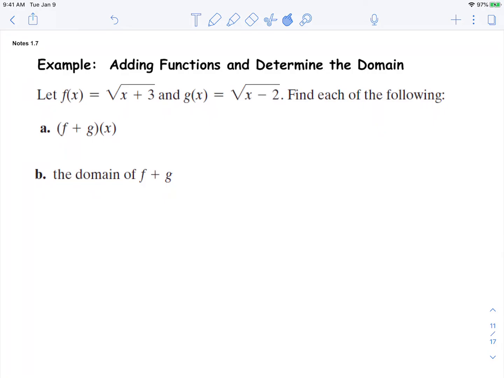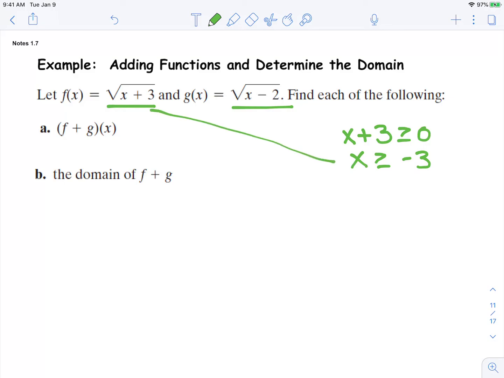Example of adding and subtracting. Actually, this one just is an adding problem. So we have a square root function and another square root function, and we want to add these two functions together. Remember, when you have square root functions, you do not want that radicand to be a negative. So I'm going to set it greater than or equal to 0. I'm going to solve it for x.